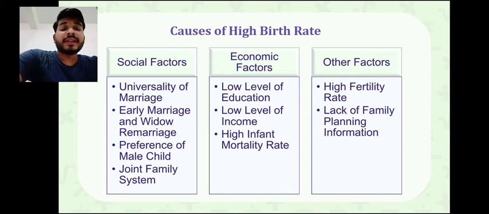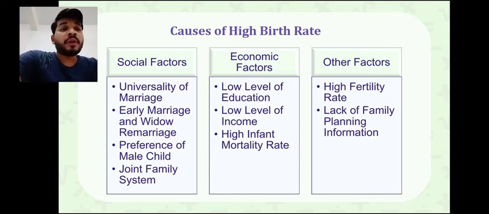So you find that economic factors play an important role, and these factors also create a high birth rate in our country. Then the other factors, where there are two points: first is the high fertility rate and second is the lack of family planning information. These two factors also lead to problems, because if you do not have a proper plan for family planning, it leads to more births, and again it becomes a problem for the country itself.